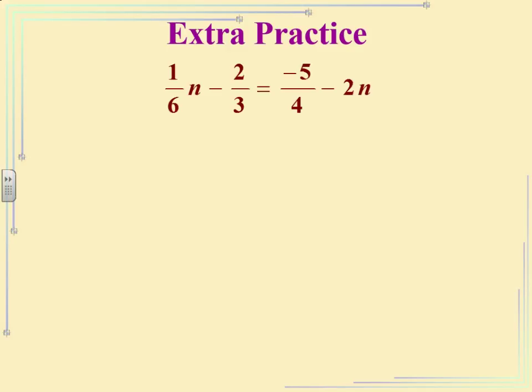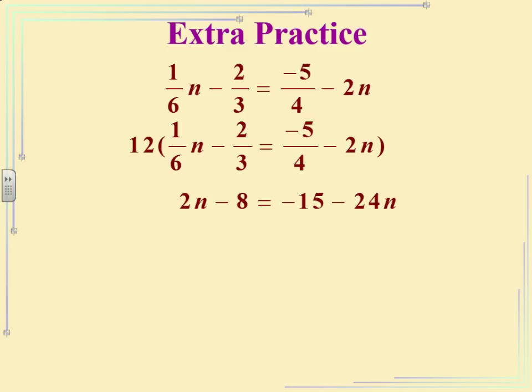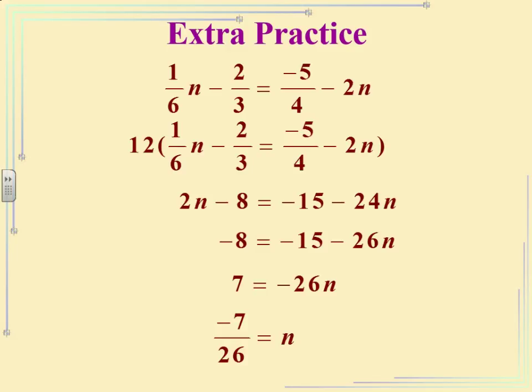All right, so to check this one, you should have multiplied through by 12. Again, if you chose 24, that's fine. You just would have more reducing at the end. Combine your like terms. So here I subtracted 2n from both sides to combine the n's. Here I added 15 to both sides, and n should equal -7/26.